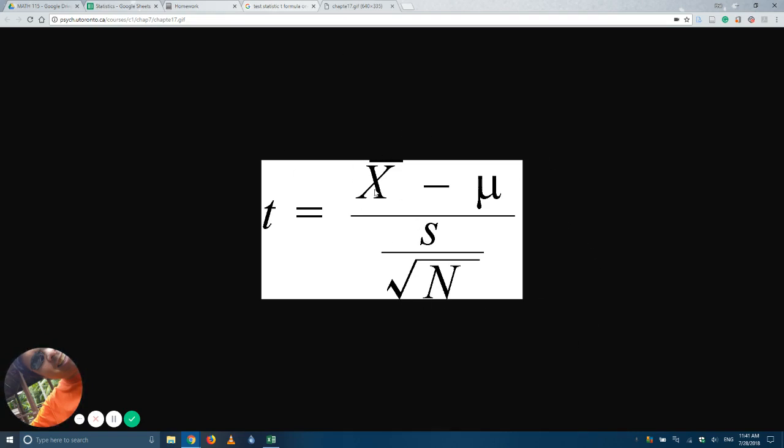So this is going to be the mean of the sample. The n is the sample size. S is the standard deviation for your sample. And this is going to be the value that you're going to be testing against. What does that mean? Well, you'll see when we get to the problem.